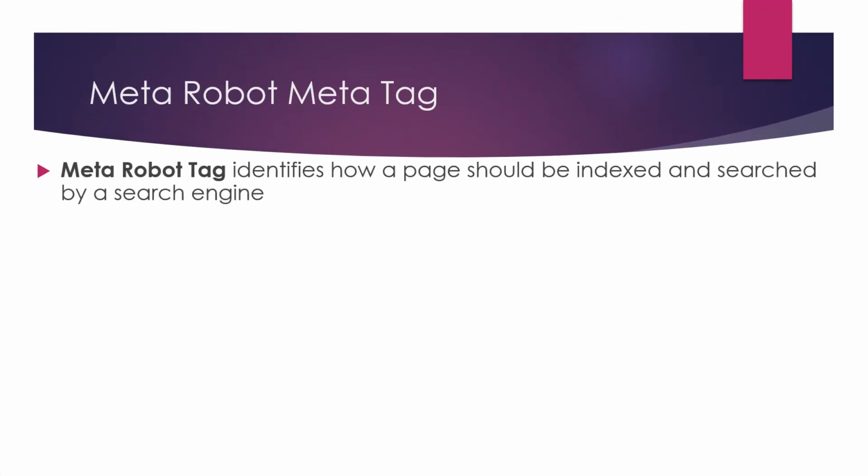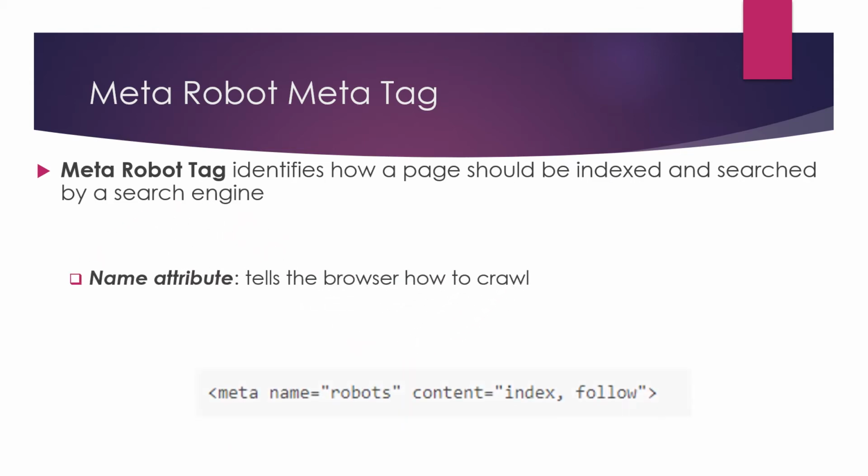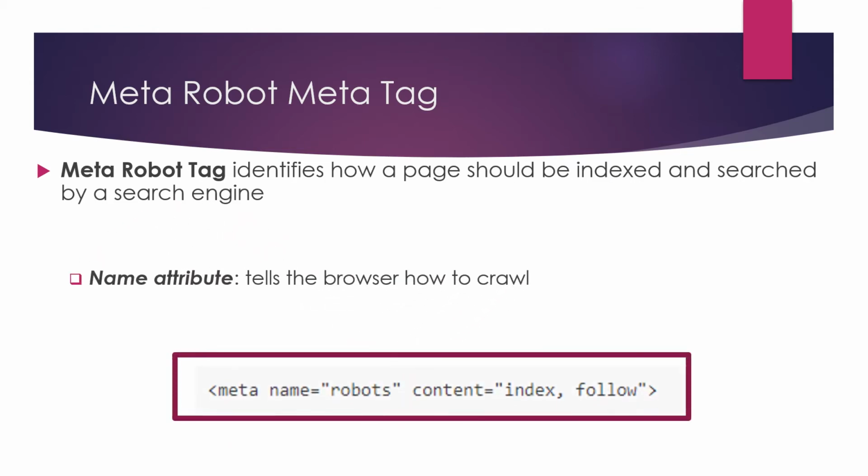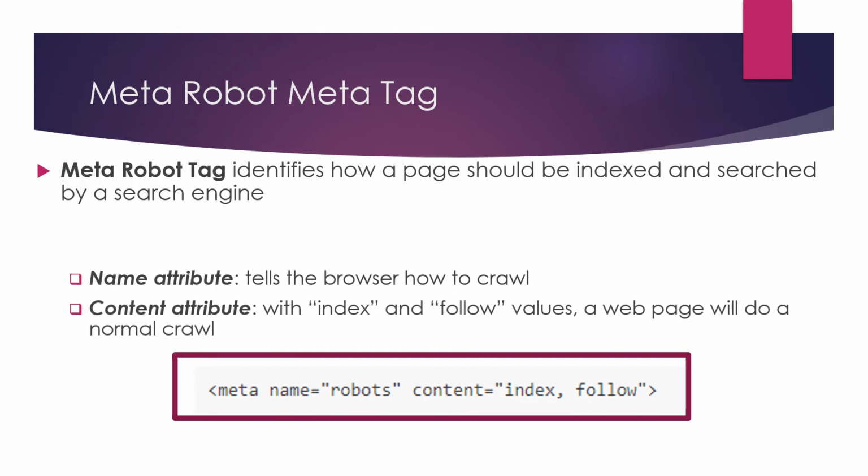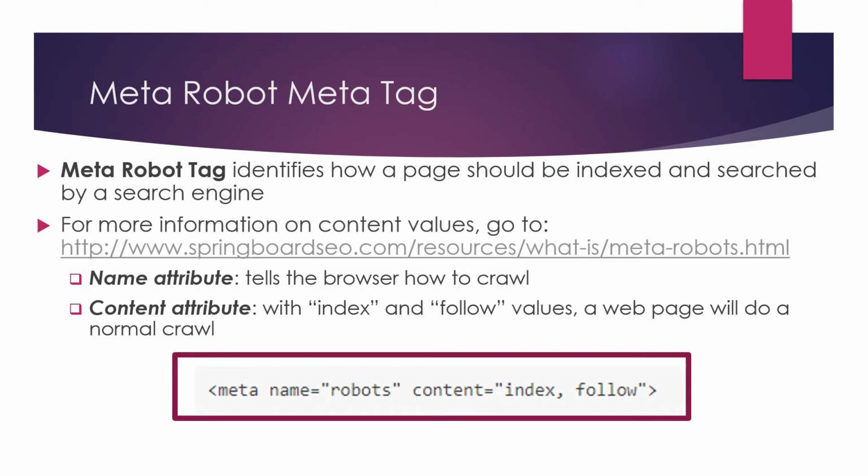The meta robot metadata tag identifies how a page should be indexed and searched by a search engine. You have the name attribute and you have the content attribute. After the content, you will type in index follow. Usually the index and the follow is a normal crawl through the website. For more information on options for your content, you can go to this website.